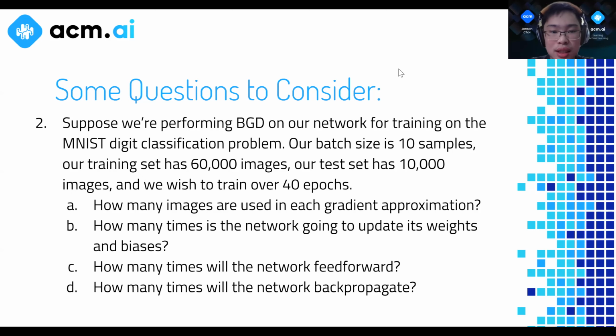Okay, someone said 60,000 times 40 because no backprop on testing. Yes, that is the correct answer. Very nice. All right, so it looks like most of you are getting it, so that's very good.